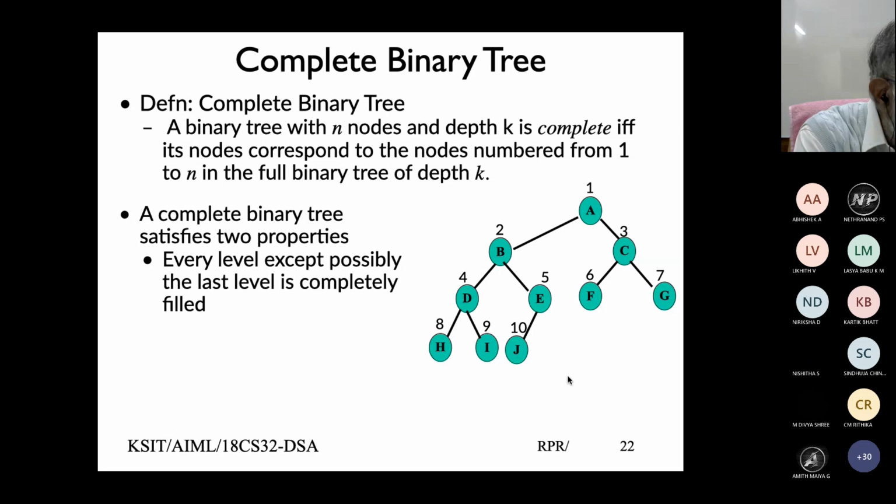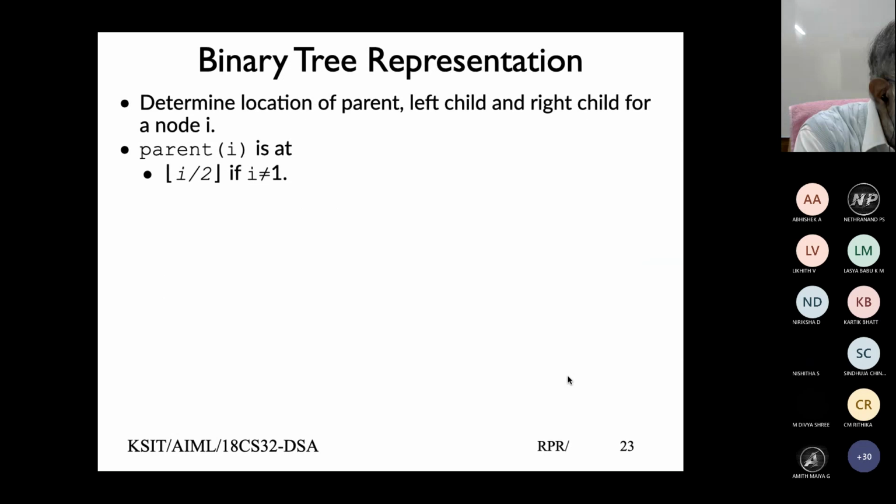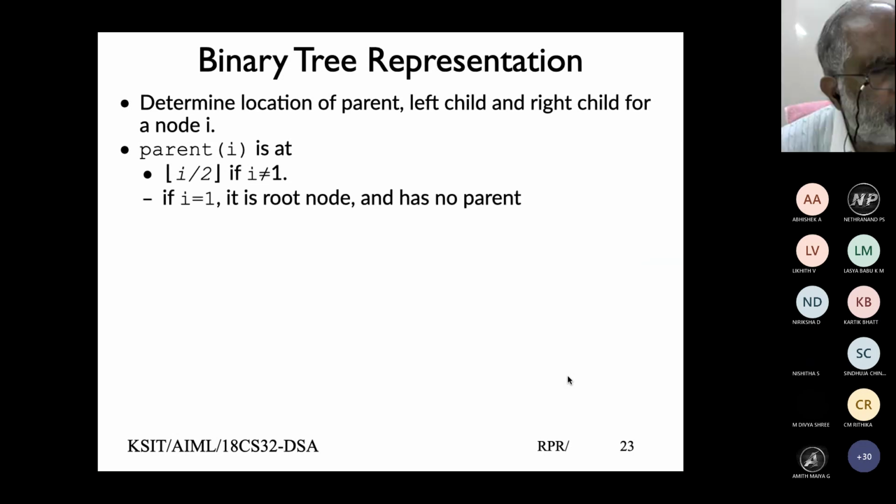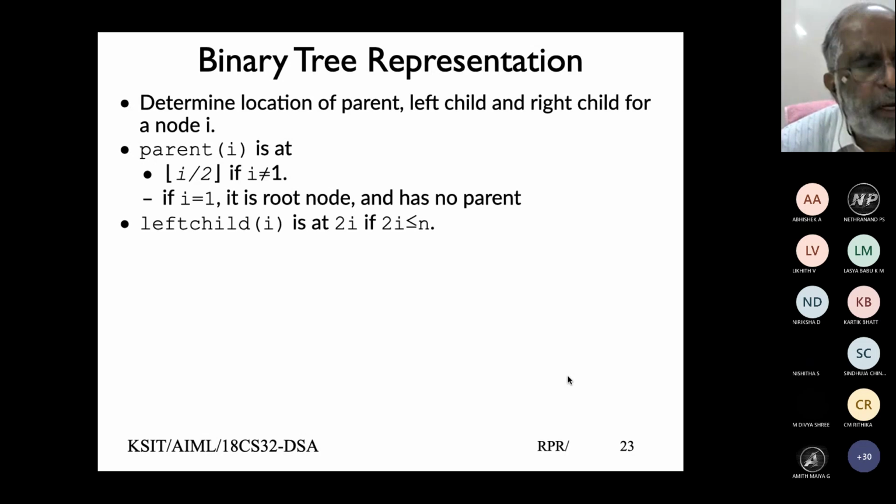Representing the binary tree, if we represent it in an array, it becomes a lot easier. We can say that we're starting with the root node at location 1. 0 is only a filler because calculation becomes much easier. So if the node is at i, the parent of i would be at location i by 2 with the floor. And if i is equal to 1, it has no parent, so that is not applicable. Similarly, the left child will be at location 2i if 2i is less than n, and the right child would be at location 2i plus 1 if 2i plus 1 is less than n. And that is what we basically defined.